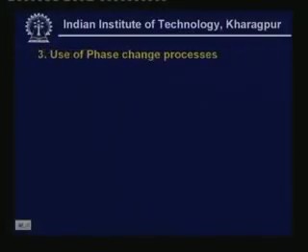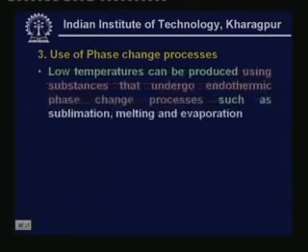The third method is the use of phase change processes. We know that low temperatures can be produced using substances that undergo endothermic phase change processes such as sublimation, melting and evaporation. As you know very well, phase change means there will be a change of phase from either solid to liquid, solid to vapor or liquid to vapor. And these phase change processes are endothermic in nature. That means heat has got to be supplied to the system undergoing these phase change processes. So during this process a large amount of heat can be transferred.